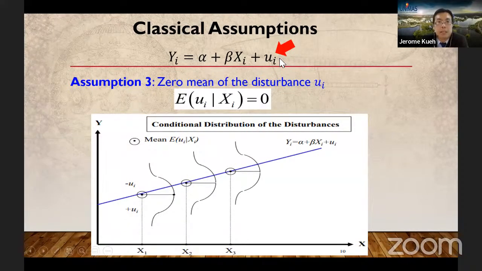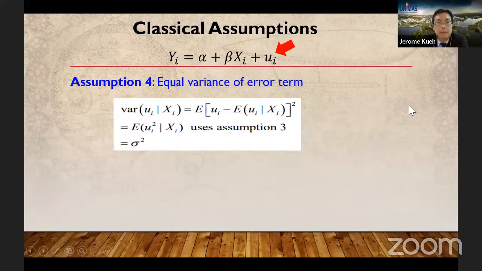Behaviors of the error terms. Normally we assume that the error terms or disturbances have zero mean. So the expectation of the error term conditional upon Xi should be equal to 0 by assumption. Okay? And then assumption 4, also related to the error terms here, is that we assume the equal variance of the error terms. So what does it mean?